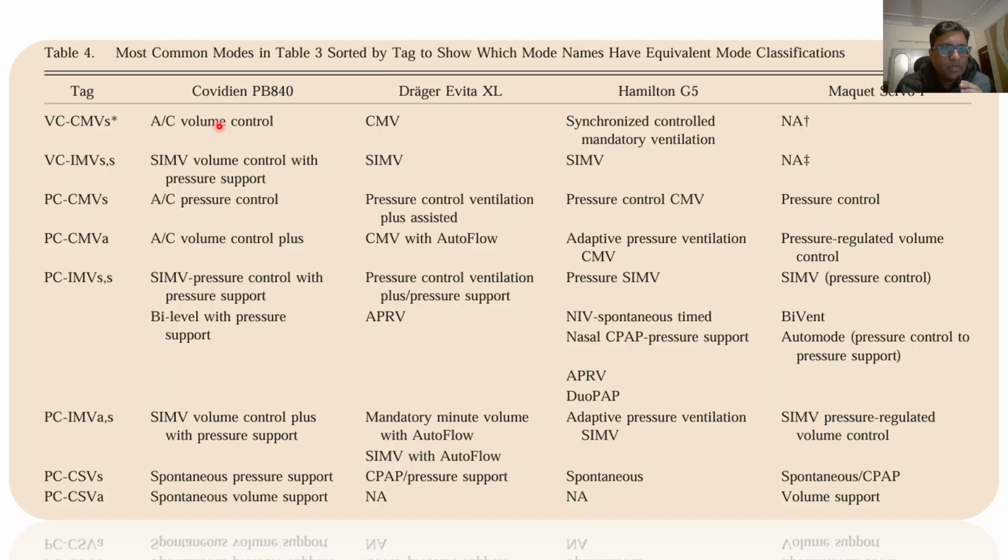This is how, if we know the tags, we know which modes across the brands act similarly, and we avoid confusion. So in the case of Maquet, we know that this volume control mode is not that simple. It changes the targeting scheme completely, depending on whether your flow adaptation is active or not.